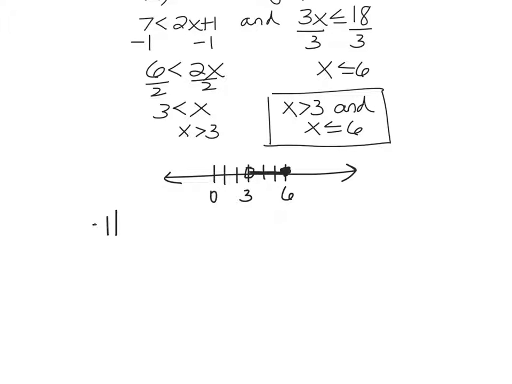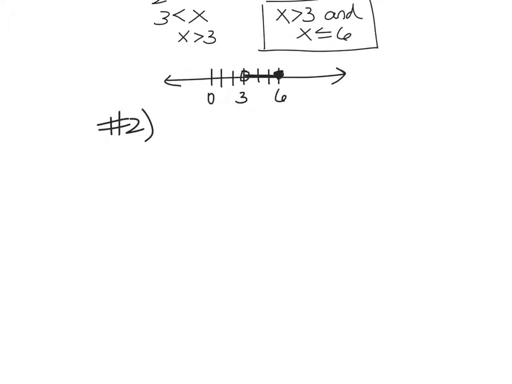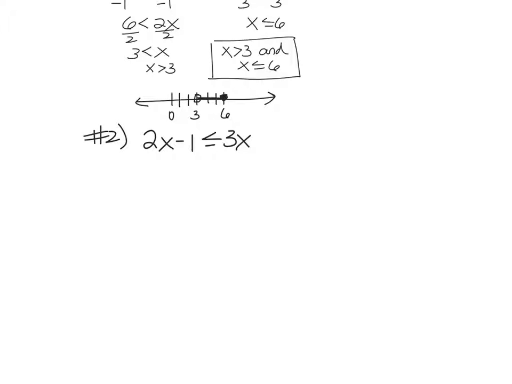All right, number 2. Let's try another one. 2x minus 1 is less than or equal to 3x. So we're going to solve these inequalities of numbers x that work for this. And they also have to be x is greater than 4x minus 9.